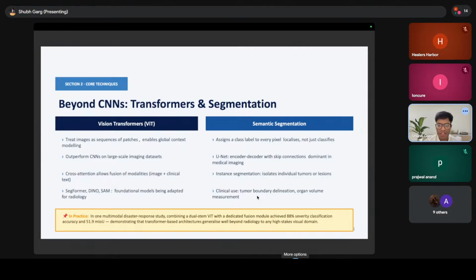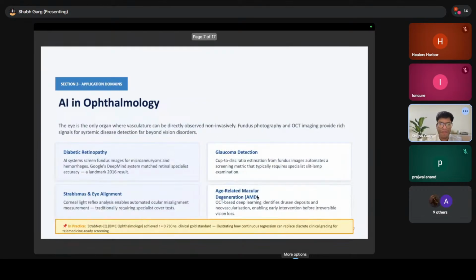and remains very highly competitive. As an illustrative example, in one of the multimodal studies that I have conducted, applying a dual-stream vision transformer to disaster imagery, the architecture achieved 88% severity classification accuracy and 51.9 mIoU, that is mean intersection over union score. I'm demonstrating that the transformer-based architecture generalizes effectively to any high-stakes visual domain, not just radiology.